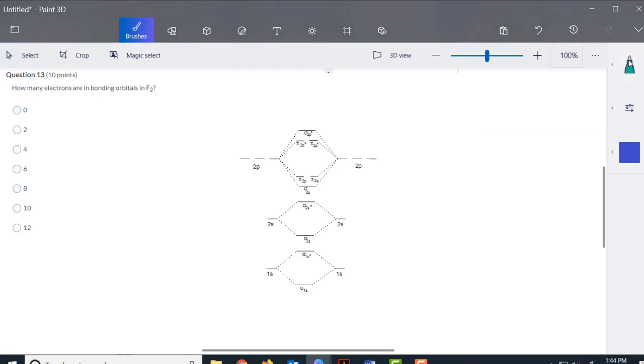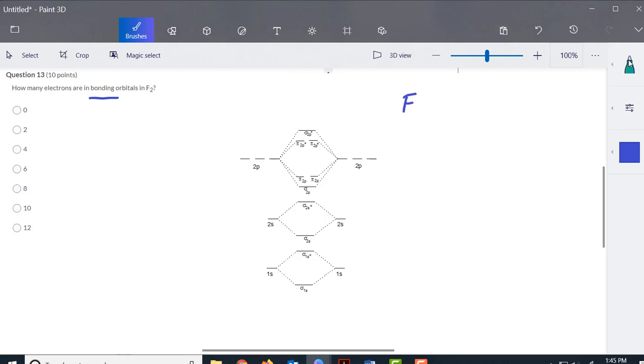So in this one, you're being asked to figure out how many bonding electrons there are in F2. This diagram here is something I pulled out of test 4, and it's something that you could do as well. You can just copy down this diagram, or print it out, so that you can do exactly what I'm going to do here.